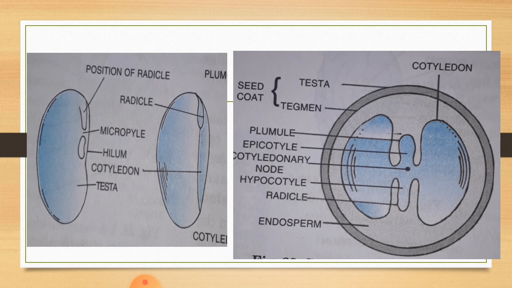In some cases, like black pepper, the food is stored in the nucellus or perisperm. The seed is called a perispermic seed.